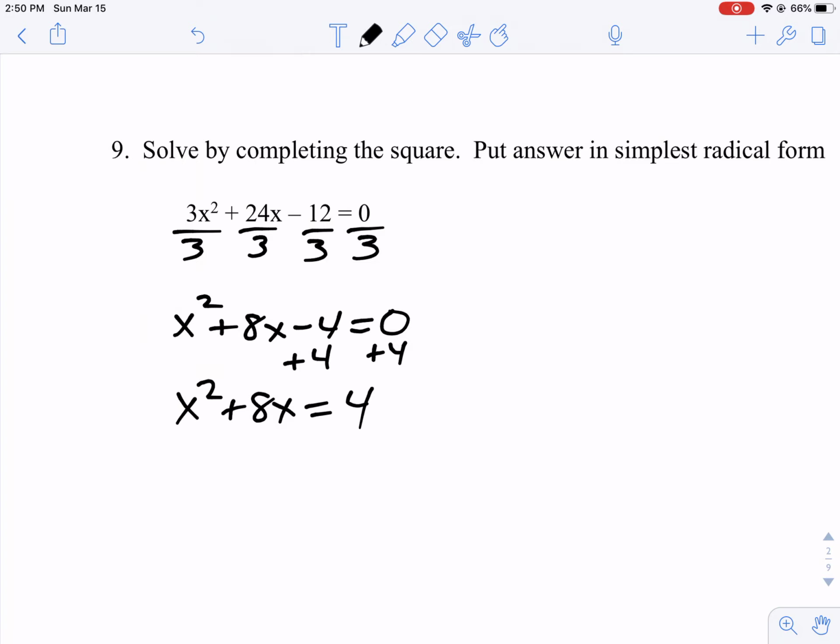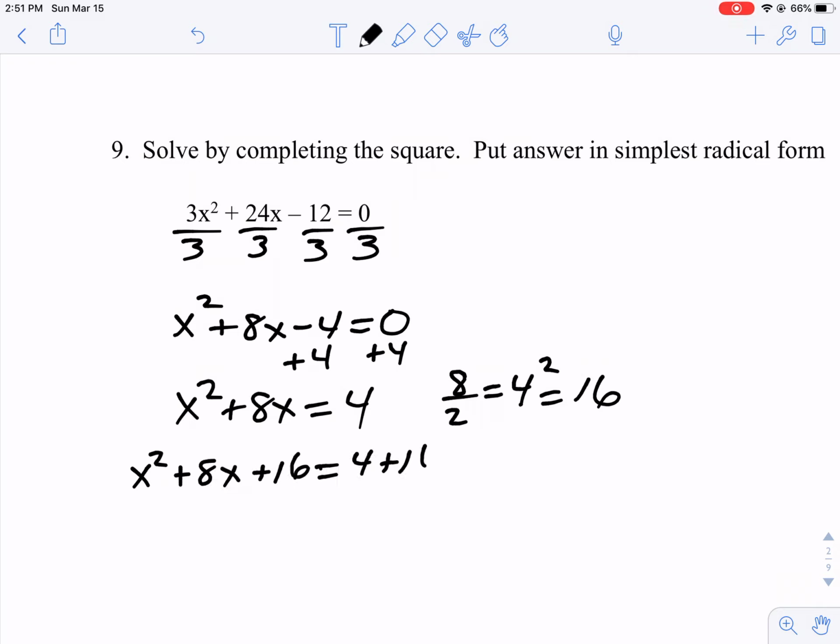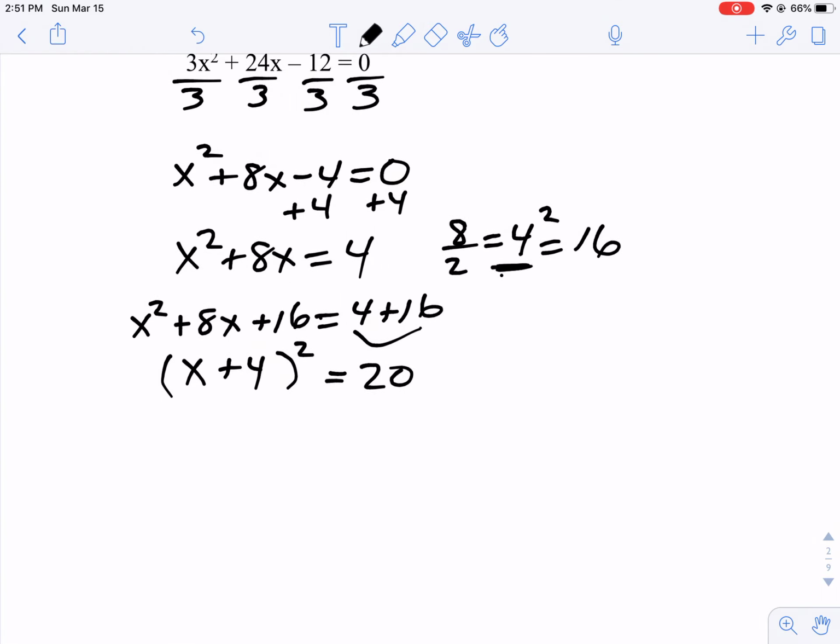Off to the side, take half the b and square it. So take that 16 and add it to both sides. Clean up the right side. Factor the left side. That half b goes in, so x plus 4 is the only choice you have for factors. Now you have a package squared. So to get rid of the square, we square root both sides. That gives us x plus 4 equals positive negative square root of 20.